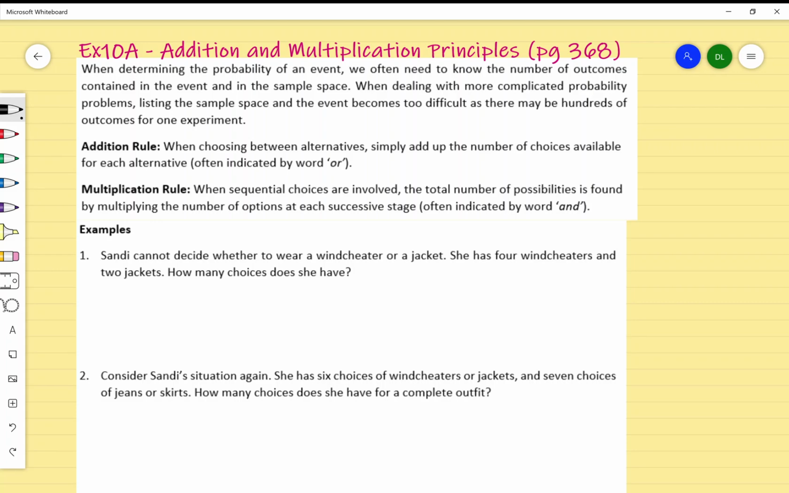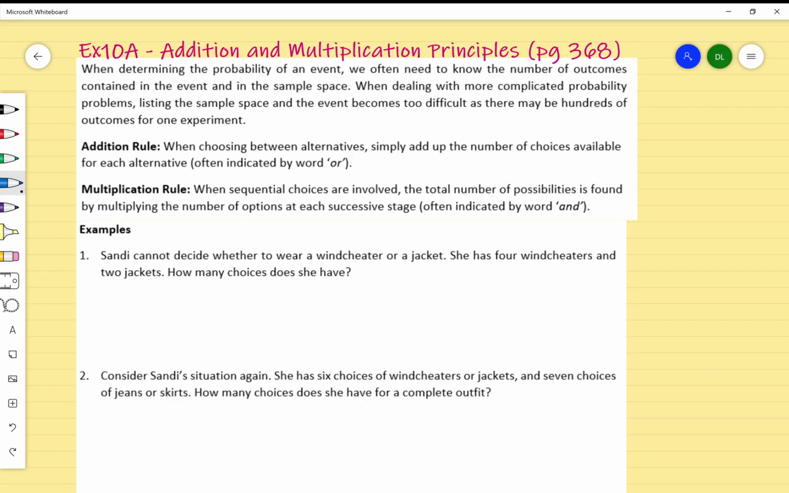So I'm actually going to jump to example one. This exercise doesn't have too many concepts to focus on besides these two. Now, example one says, Sandy cannot decide whether to wear a wind cheater or a jacket. She has 4 wind cheaters and 2 jackets. How many choices does she have?